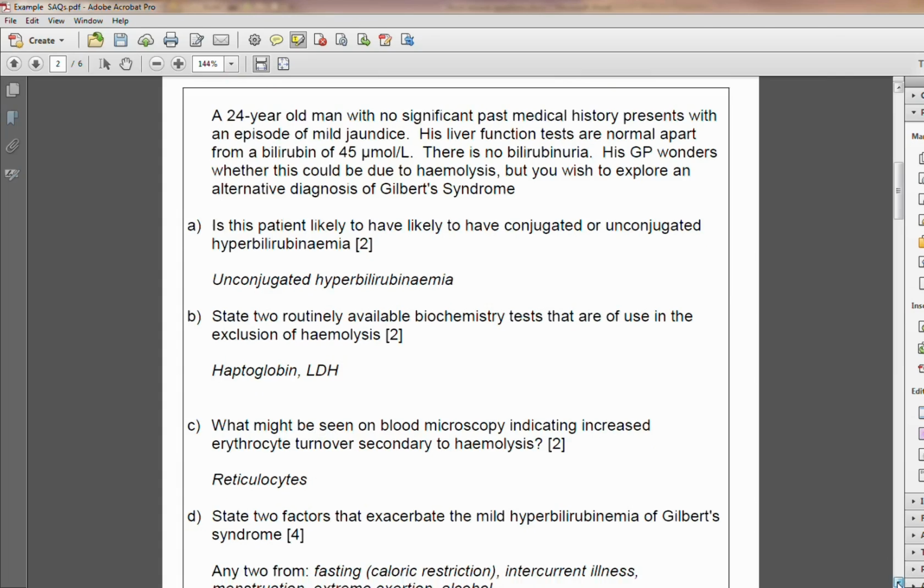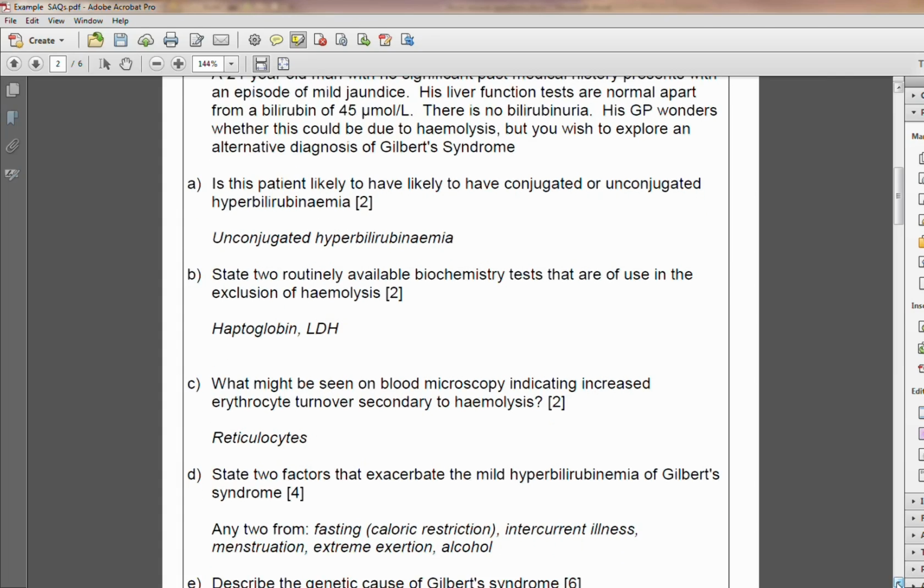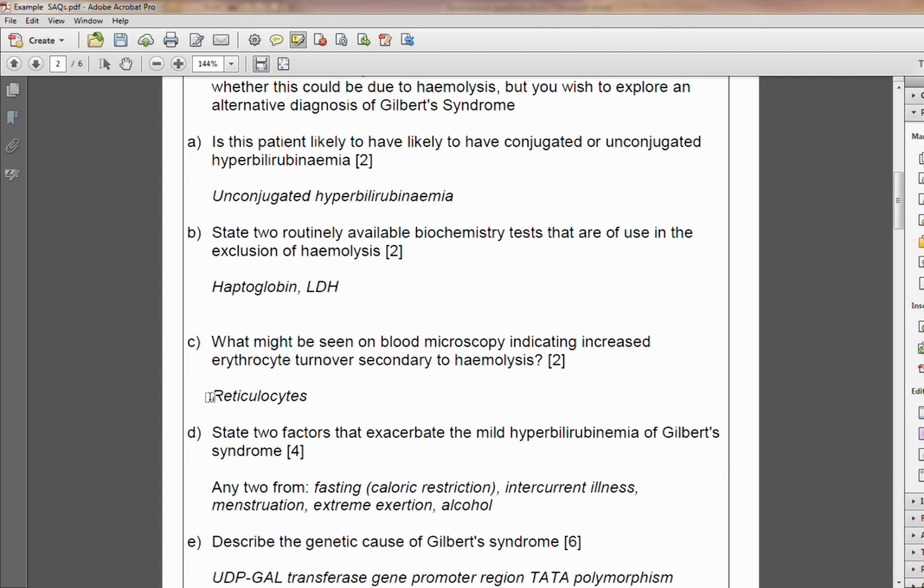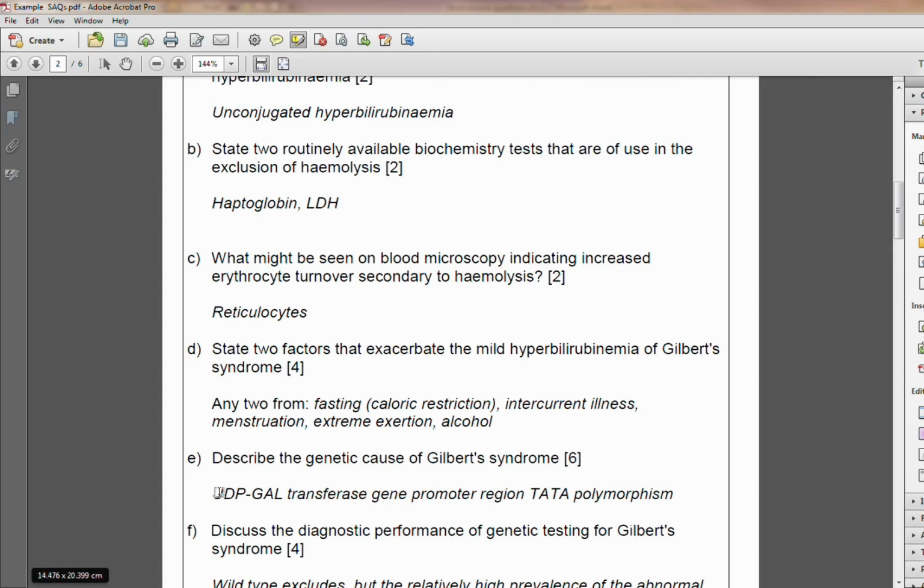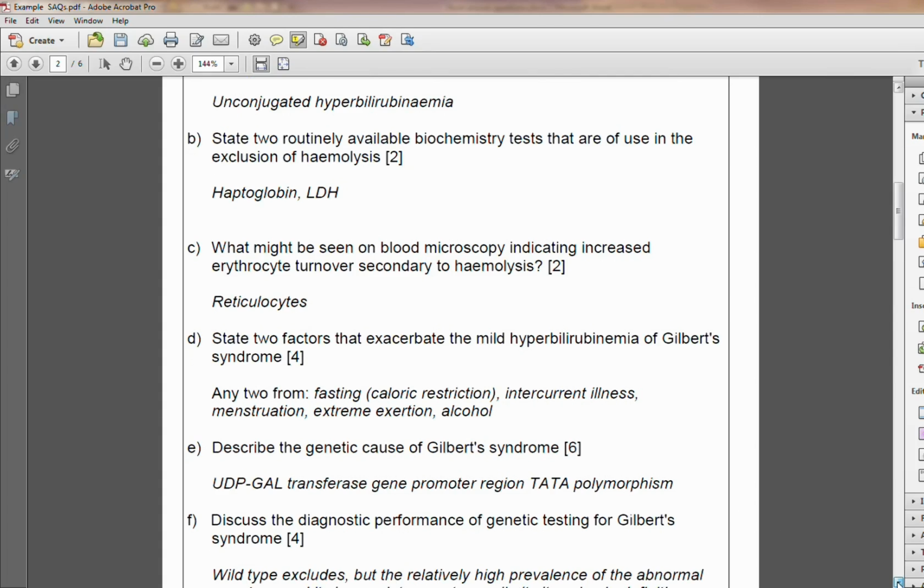What might be seen on blood microscopy, indicating increased erythrocyte turnover? So obviously increased reticulocytes. List 2 factors that exacerbate the mild hyperbilirubinemia of Gilbert syndrome: fasting, illness, like a viral illness, menstruation, exertion, and alcohol. And what is the genetic cause? Here, there are actually 6 marks given for this one. Obviously, it's quite a long answer. UDP-Gal transferase gene promoter region TATA polymorphism.